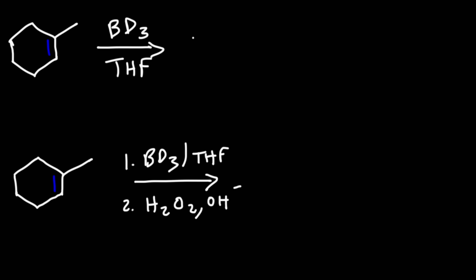Now, during this step, what's going to happen is we're going to add deuterium on the tertiary carbon, and BD2 is going to go on the secondary carbon. But now we need to highlight the stereochemistry here.